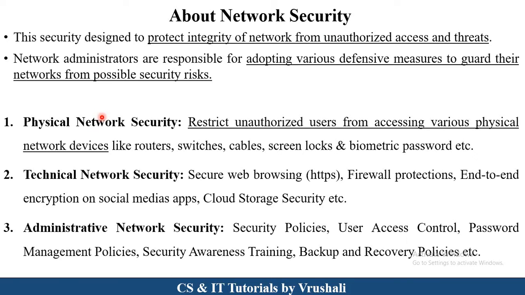Now, there are a total of three types of network security: physical, technical, and administrative. What is physical network security? It means restricting your physical network devices from unauthorized users. There is no permission to access routers, switches, or cables for unauthorized users. Also, in different organizations there are biometric passwords, and in your mobile there are screen locks, right? This is to protect your physical devices from hackers. This is called physical network security.